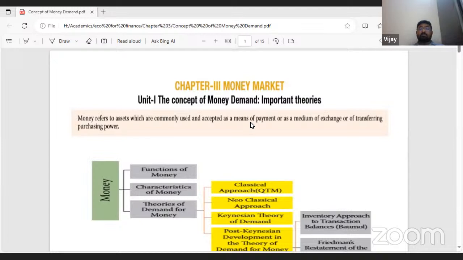So here we are going to discuss 5 theories. One is the pre-Keynesian development of theory of money, which deals with the classical approach and the neoclassical approach. Then the Keynesian theory of demand. The post-Keynesian theory is the inventory approach.